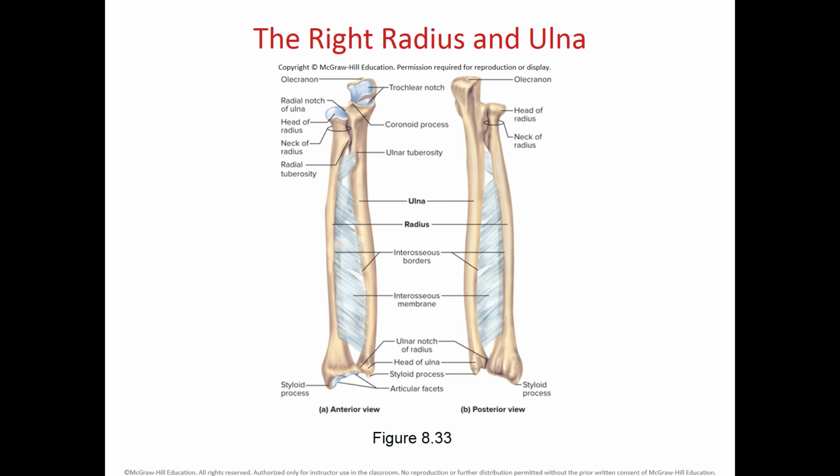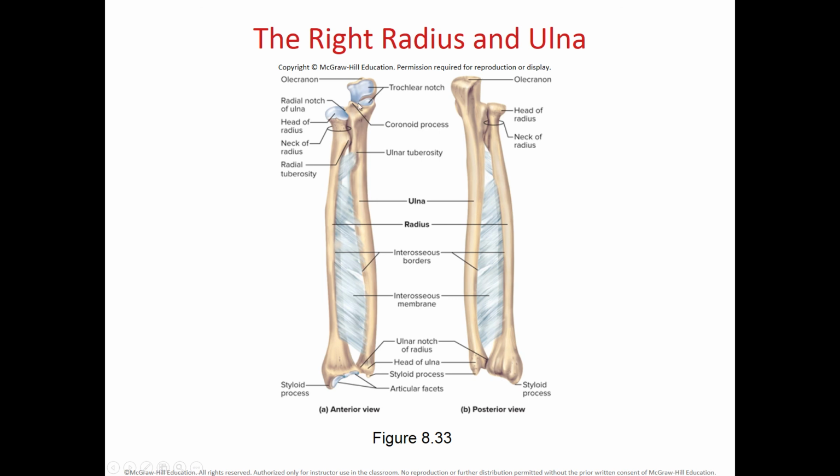For the radius and the ulna, the forearm bones, the lateral bone will be the radius, the middle bone will be the ulna. So you have the proximal and the distal ends that you can see here. Now in the proximal end, the radius has the radial head, or the head of the radius, it has a neck, and it has the radial tuberosity. And then you have the shaft that connects to the shaft of the ulna by this interosseous membrane.